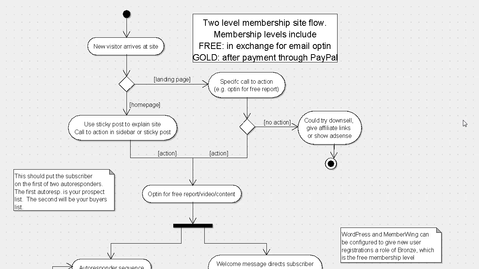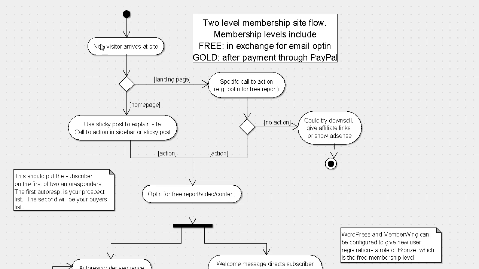I want to walk you through a popular, what should be a popular model for creating a membership site. It has two levels, free and gold. The free level you give in exchange for an email opt-in, and the gold level you give after either a one-time payment or a recurring payment.